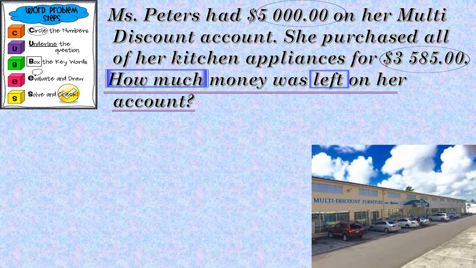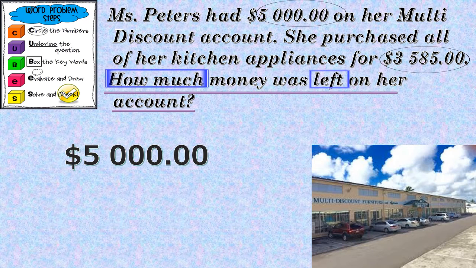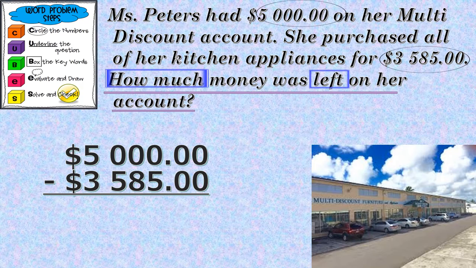Evaluate. Since the keyword here is left, it is indicating that I should subtract. I would use a subtraction number sentence to solve. $5,000 subtract $3,585. We will start subtracting from our hundredths place first. Since both digits in the hundredths place are zeros, we will place a 0 under the hundredths column. Both digits in the tenths place are zeros, so we will place a 0 under our tenths column. Write in your decimal point.